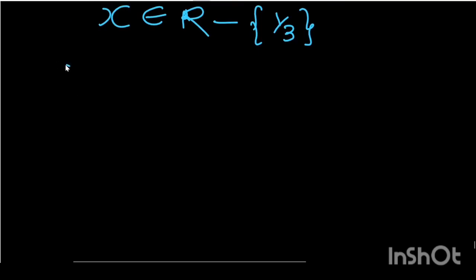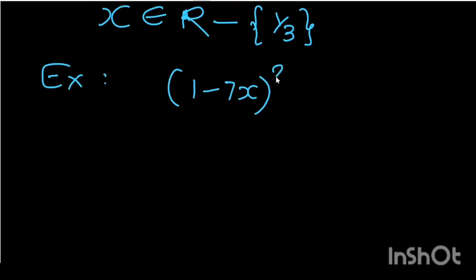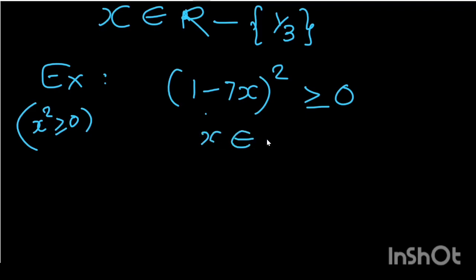Okay, but if I ask you (1 minus 7x) whole square greater than or equal to 0, again, since this is a square of a number which can be 0 also, using the identity x square greater than or equal to 0, we can directly use it. So what do you say the answer should be? Yes, directly we can say that even if x is 1 by 7 or otherwise, it will hold. So x belongs to R would be the answer, guys. So that way we can say.